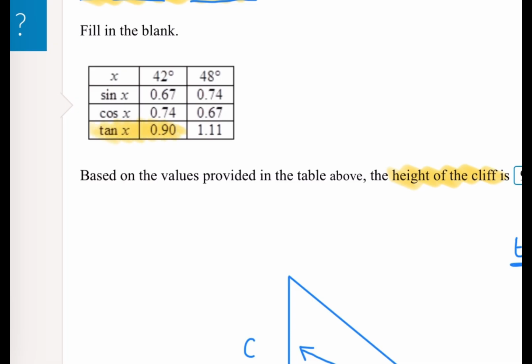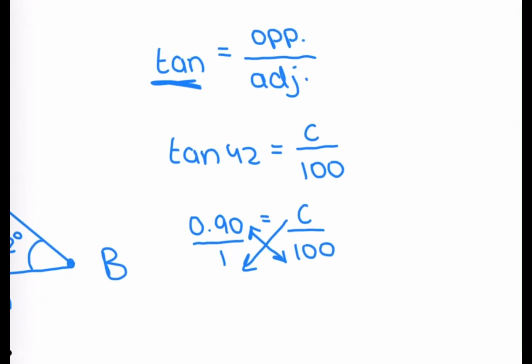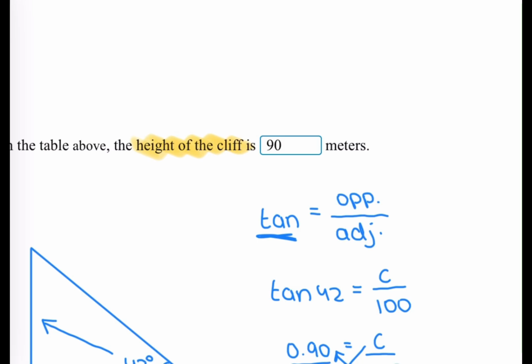Now in this table they told us that the value of tan 42 is 0.90. So we're going to replace tan 42 with 0.90. 0.90 equals C over 100. You're going to cross multiply this over 1, and you're going to get that C is equal to 90, and that's the answer here.